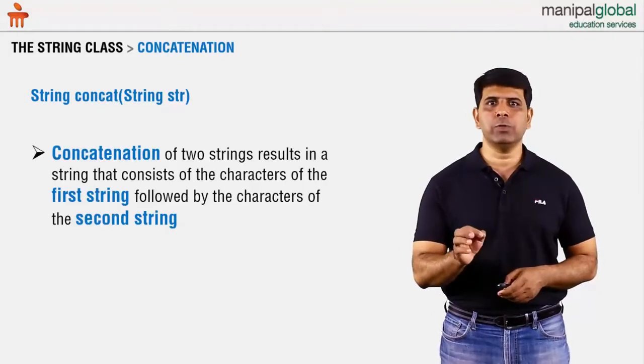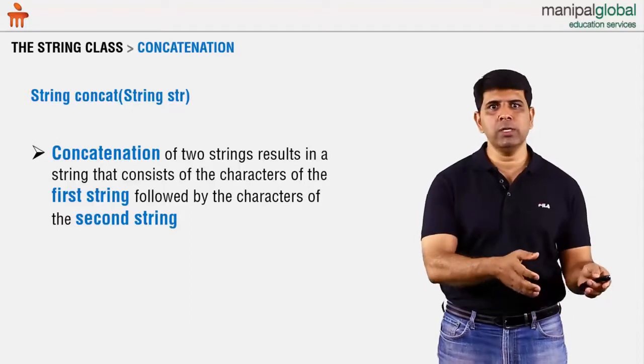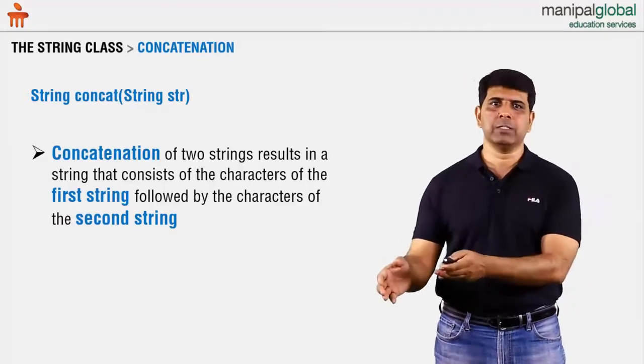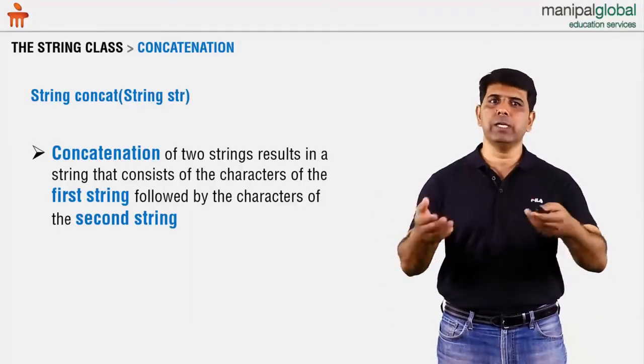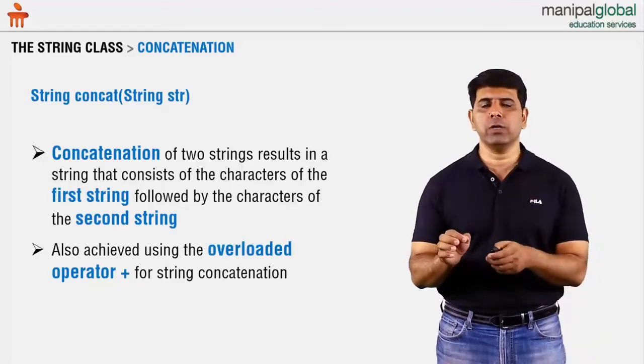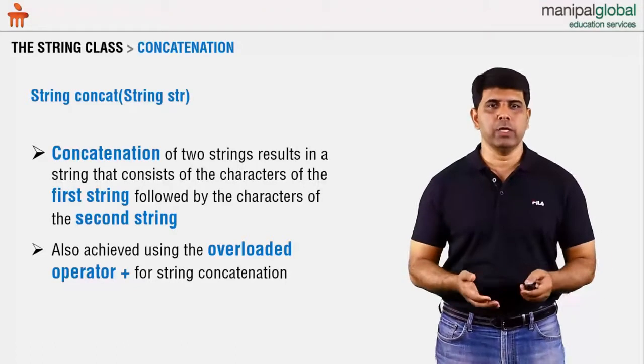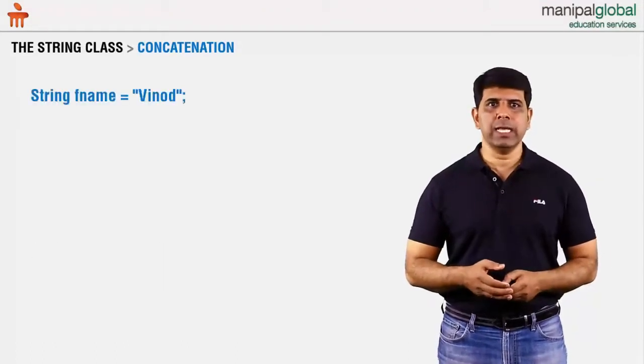Now, concatenation of two strings results in a string that consists of characters from the first one followed by the characters of the second one. That is being returned as a new string. So it is also achieved using the overloaded operator plus or plus equals to. That also can be used. So here is an example.